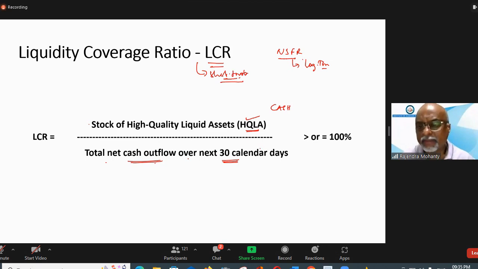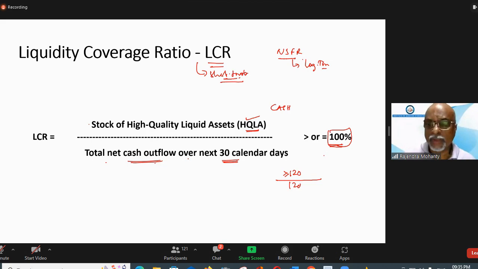The minimum LCR as prescribed by RBI is either 100% or more than that. That means if your net cash outflow is say 120, then your stock of HQLA should be at least 120 or more than that, because you have to maintain minimum 100%. Or if you are maintaining more, that is also fine.